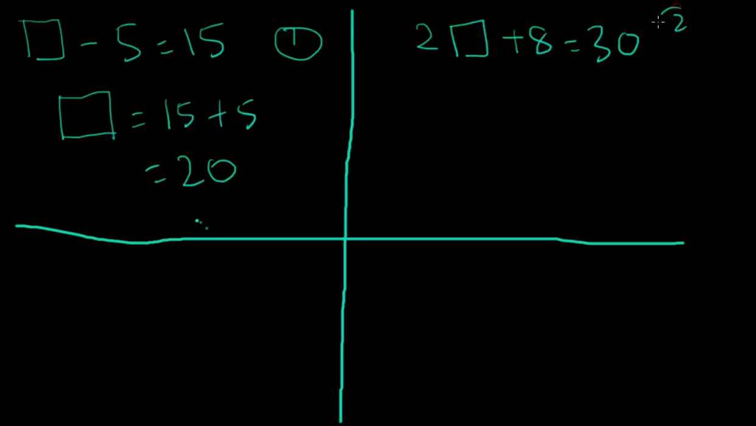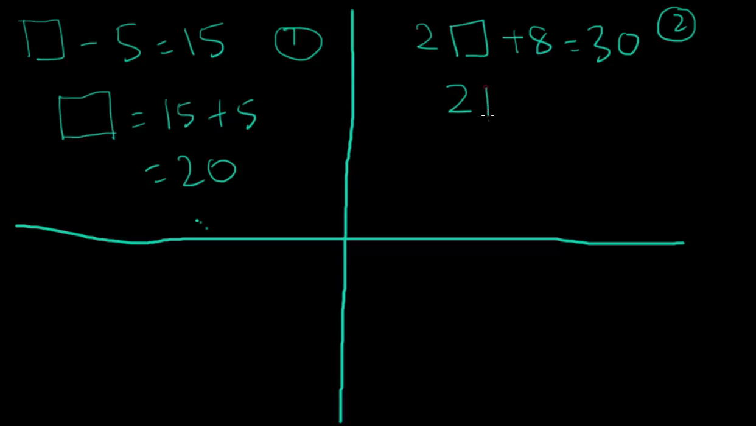Now a second example of a number puzzle looks something like this. So if you take 2 multiplied by a certain box number and you add 8 to that multiplication, you will get 30. So the question goes, what is this box number? Right? So the way to do this is to first subtract 30 by 8. Okay, so that gives you 22.